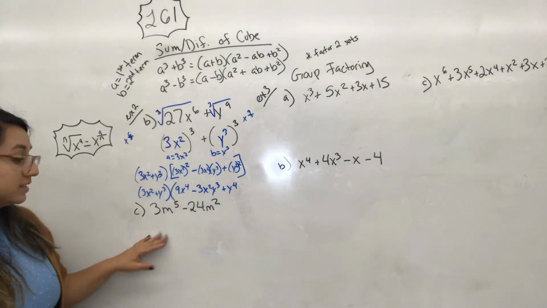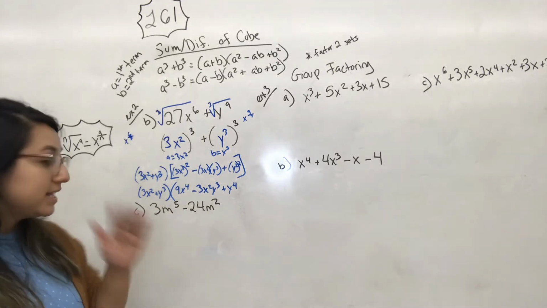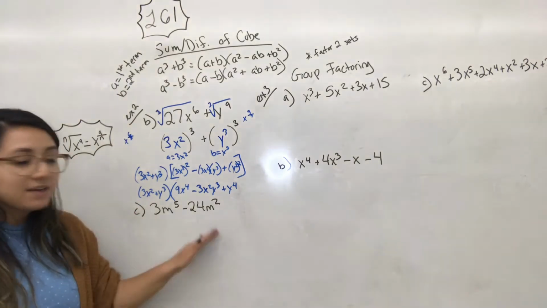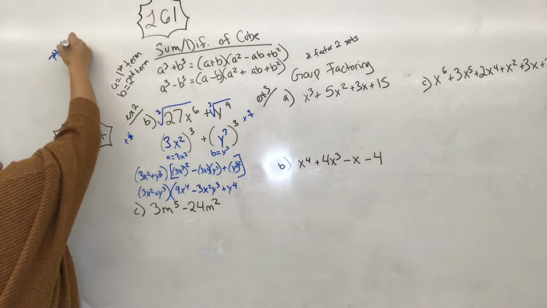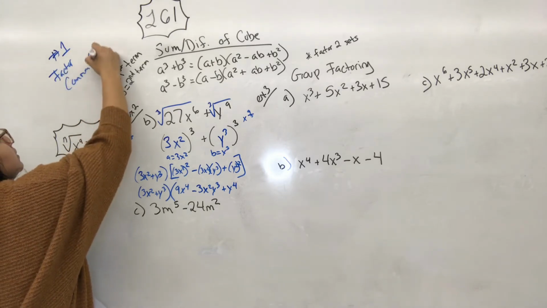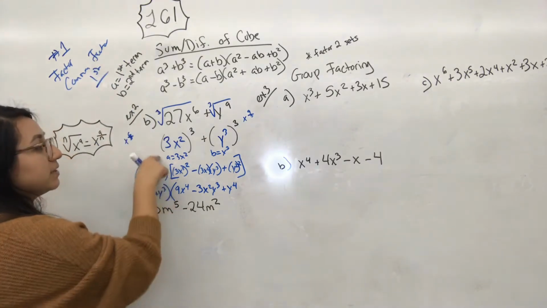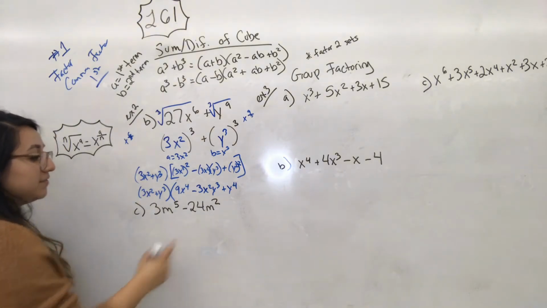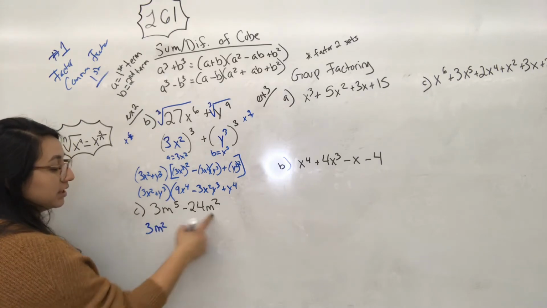Right here, C. So here we have 3m to the 5th power minus 24m squared. Keep in mind that there's one rule that you always apply when you're factoring: every time, you always factor out a common factor. That is the number 1 factoring. Factor the common factor first. I'm writing fast. You always do that first. The other ones, we couldn't factor anything out. So here, there's a common factor. The common factor here is 3 for the number, and it's m squared for the variables.